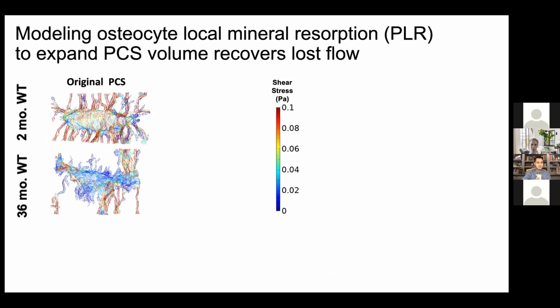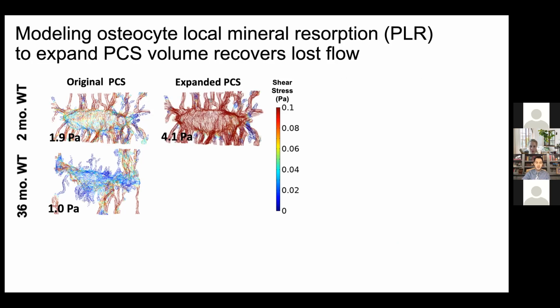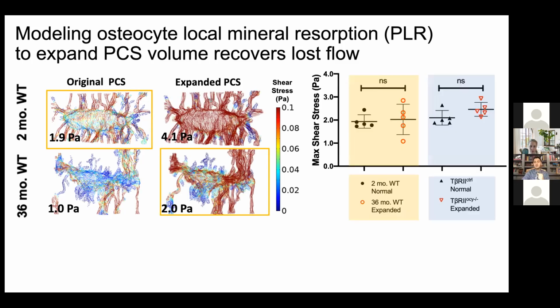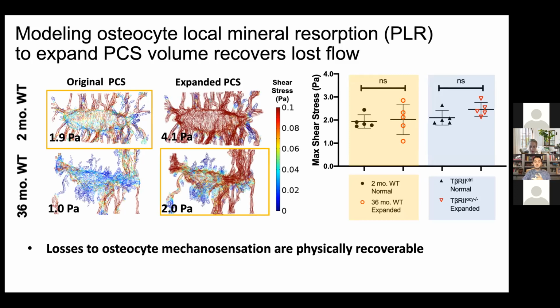However, one of the interesting things is if we compare our original case, right, where in the control, we have an average of maybe 2 pascals versus the aged case where we have about half of that shear stress. When we look at the expanded models, the young case, we about double that. And again, same relationship, we double that again in the aged when we double the volume. Now, interestingly, the original young type now has a comparable amount of shear stimulation as our expanded aged case. And these are in fact non-significantly different from each other. So we can say, at least in the computer, that losses to osteocyte mechanosensation are physically recoverable.